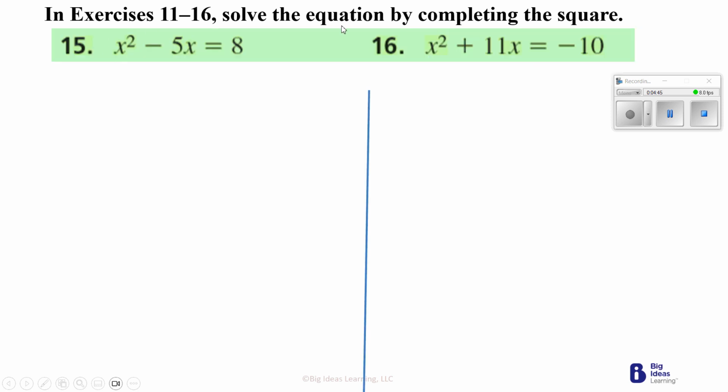Now number 15 is to solve by completing the square. We're going to take that negative 5 divided by 2, and then we're going to square that. Well, this is going to be a little bit different in that we don't have an even number. So when we do this, we're going to have 5 over 2 squared, which is going to leave us with 25 over 4.